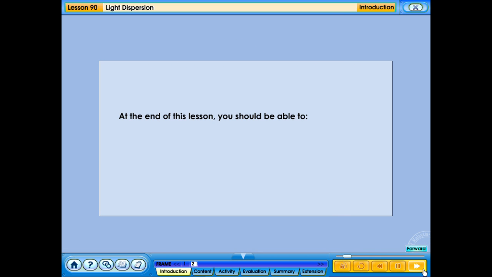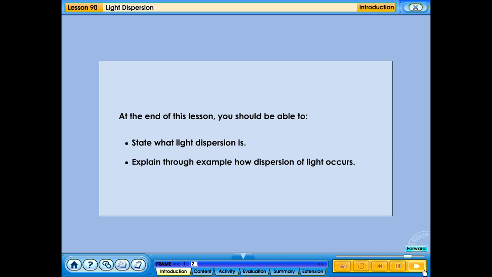At the end of this lesson, you should be able to state what light dispersion is, and explain through example how dispersion of light occurs.